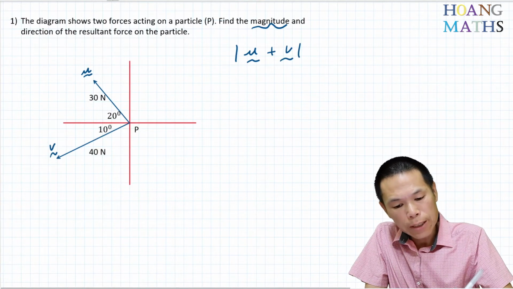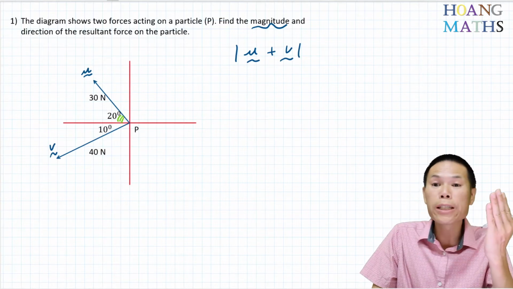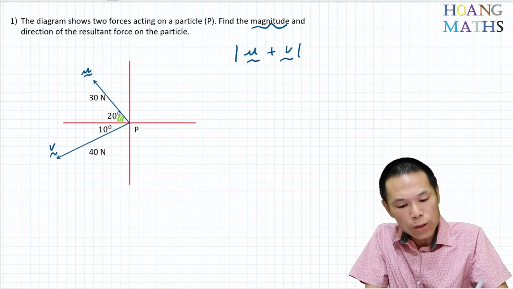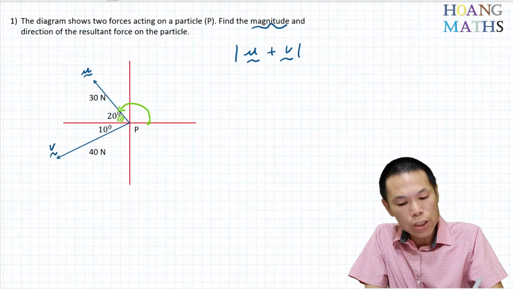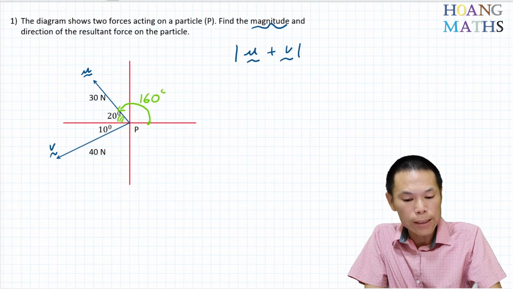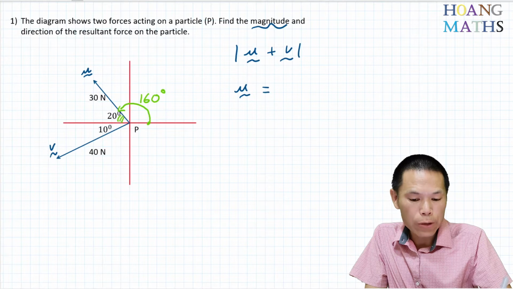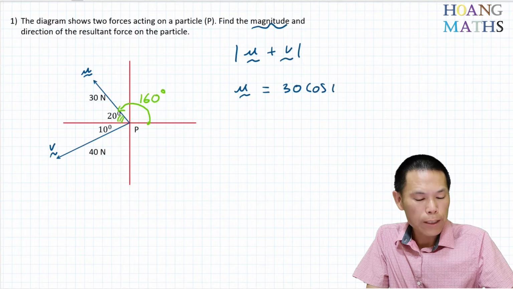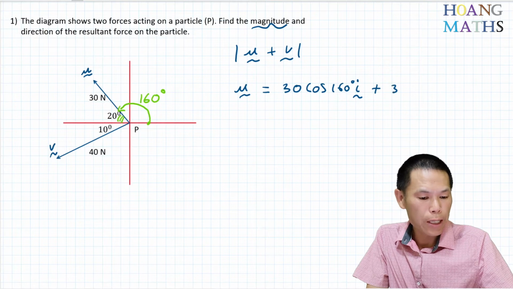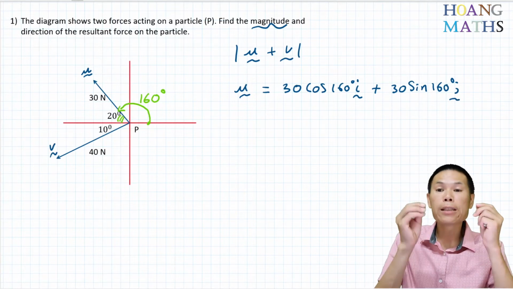The angle here for vector u is 20 degrees. The direction always starts from the positive x-axis and goes anti-clockwise, so the direction of vector u is 180 minus 20, that is 160 degrees. Therefore, we can express vector u as r cos theta i, that is 30 cos of 160 degrees i, and for the j component, 30 sine of 160 degrees j. So that is vector u.